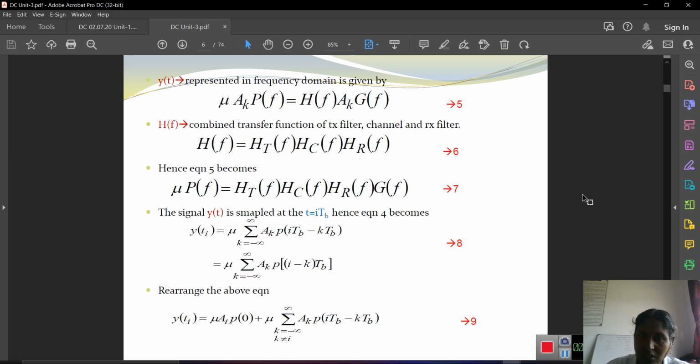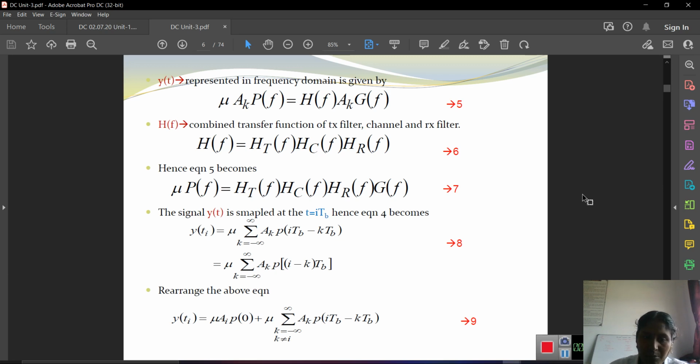These are in the frequency domain: mu A K P of F equal to H of F A K into G of F. Then we have some further calculation. Y of T is sampled at t equal to i T B. Hence equation 4 becomes Y of t i equal to mu summation K equal to minus infinity to infinity A K P of i T B minus K T B. Here T B is common, so we can modify the equation as mu summation A K P of i minus K into T B.